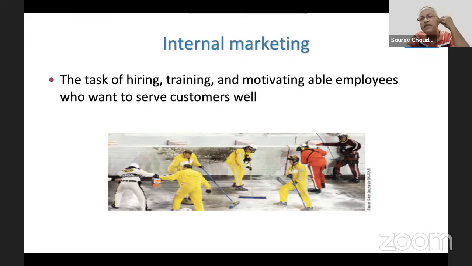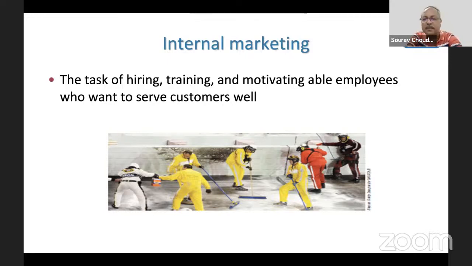Think about a dealership of a car or a two-wheeler, wherever you go. The people who come and attend you as a customer, if they are not happy, will they do their job properly? Will they entertain you properly? Will they communicate with you properly? Will they behave with you properly? No.